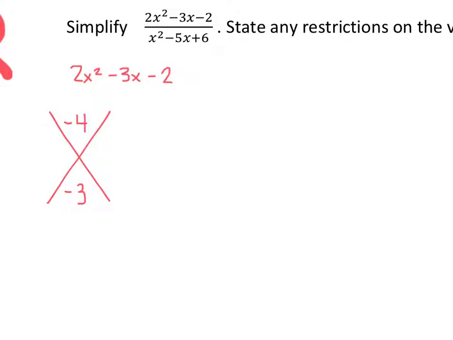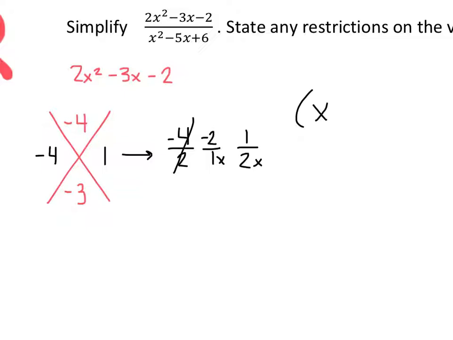So numbers that need to multiply to get negative 4, add to get negative 3. Those are negative 4 and 1. So put each of those on top of the a value. What was the a value? 2. And reduce if we can. So this one can reduce to negative 2 over 1. Now put our x's in. And our factors for the numerator are x minus 2 and 2x plus 1.